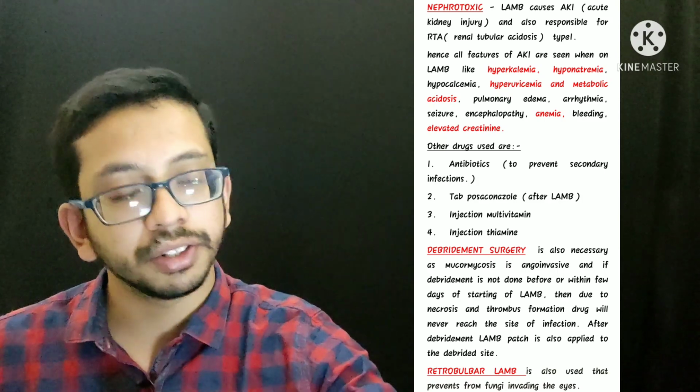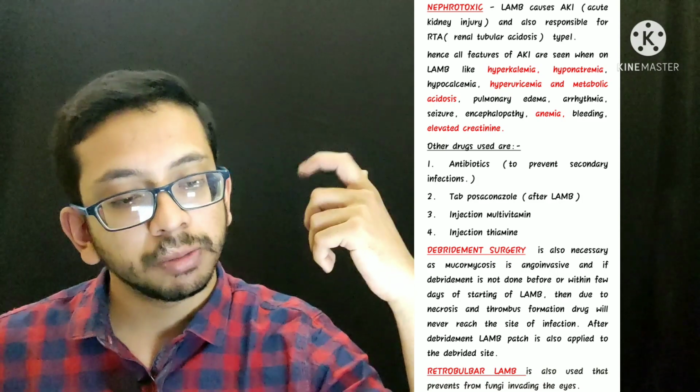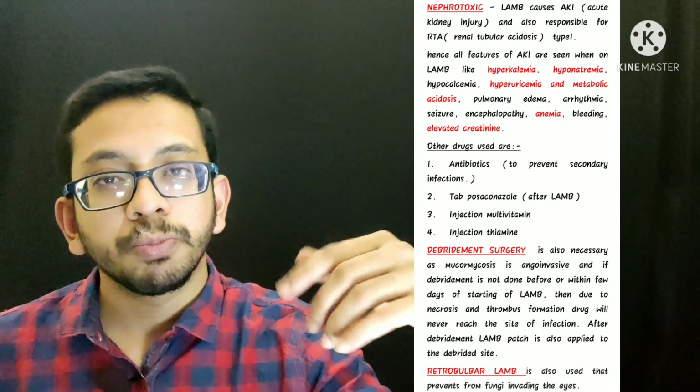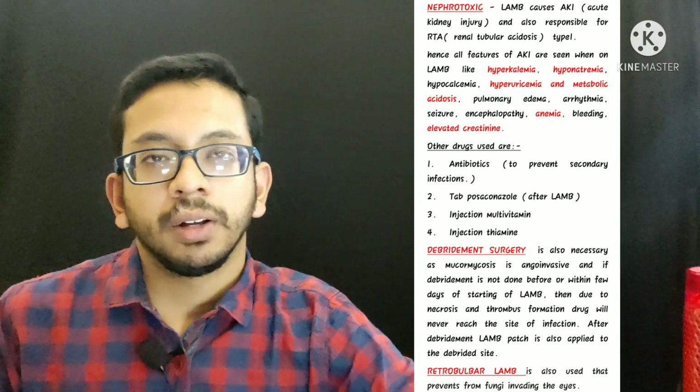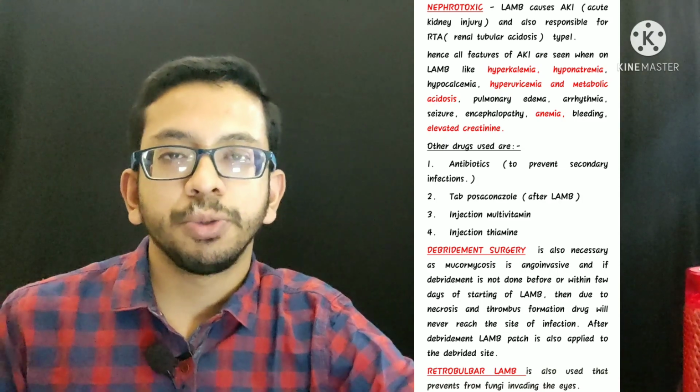Now the next last thing is retrobulbar LAM. Behind the eyes, a retrobulbar injection of LAM is given. Why? To prevent the fungus spreading into the eyes. So this completes our whole discussion on mucormycosis.